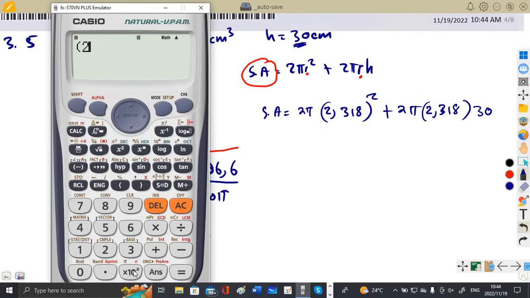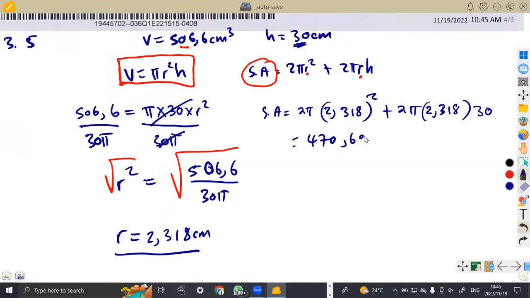So we've got 2 pi times the radius squared, which is 2,318 squared, right? We can close the bracket, plus 2 pi r, so it's going to be 2 pi times r, which is 2,318, times 30. So that was it. From your calculator, we are going to obtain 470,693 square centimeters. This is area, surface area. It's measured in square units, so it's going to be square centimeters. Okay, so that was it on 3.5.